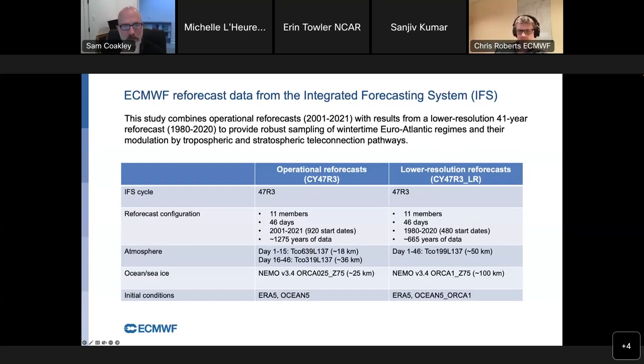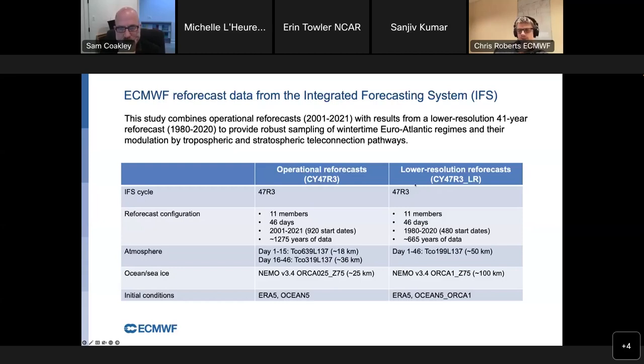The way this is configured operationally is that for the first 2 weeks, we run at the same resolution as our medium range ensemble, which is 18 kilometers. Then this is extended at a slightly lower resolution of 36 kilometers for the next 30 days. These are all coupled to an ocean sea ice model, which is run at the eddy-permitting resolution of 25 kilometers.